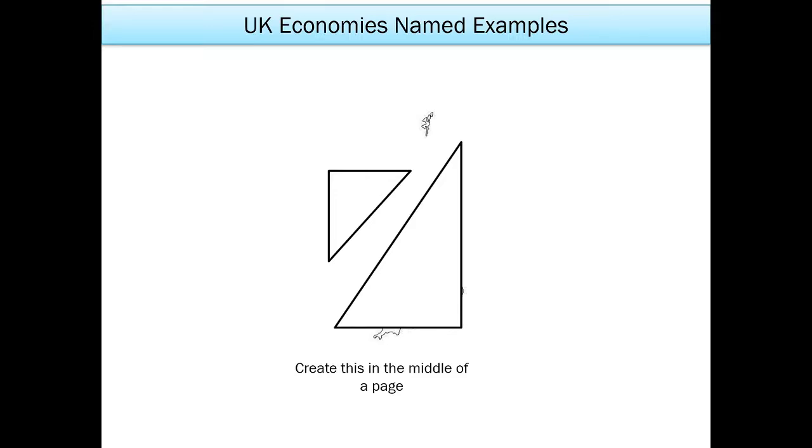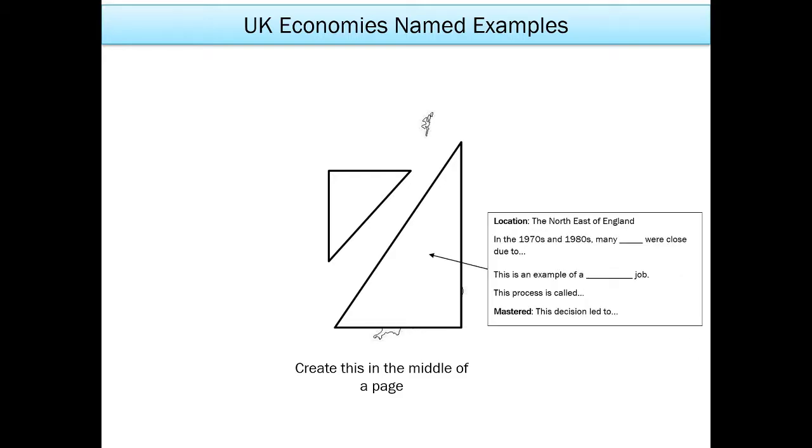Right, now that we've got our two triangles in place that represent the UK, we're going to mind map around this. So this should be in the centre of your page. The first thing we're going to mind map then is the northeast of England. So in the 1970s and 1980s, something was closed in this area, and these were closed due to something.